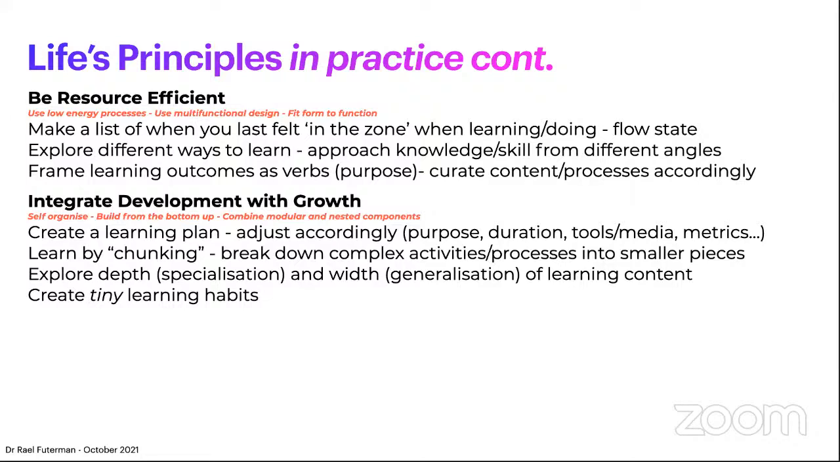And then frame learning outcomes as verbs. This links to purpose, it links to the why. What is it that you're trying to do? Then you can begin curating your content and processes accordingly. Do you really need to learn to play the guitar? Or do you just need to learn three chords to write a loved one a song? What is the outcome? What is the purpose of what you're trying to do? Because this helps you curate. You don't have to learn music theory. You don't have to do all these things. You can just learn these two or three chords, learn how to strum, and you can woo a partner or a potential partner. So think about what the purpose is for your action before diving in.